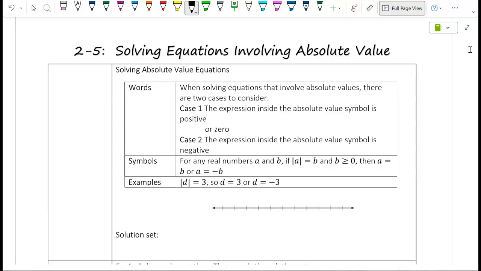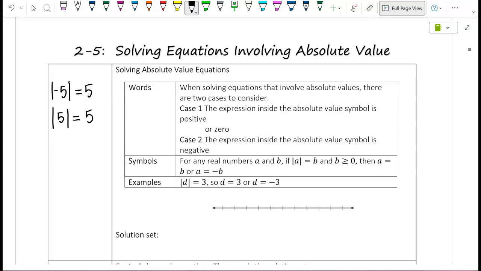So when we're solving absolute value, there's two cases we need to think about. The expression inside the absolute value is positive or 0, or the expression inside the absolute value symbol is negative. If I ask you the absolute value of negative 5, I'm asking you how far is negative 5 from 0. What would be your answer? 5. But what if I ask you the absolute value of positive 5? Still 5. So both of those give me a positive 5 answer.